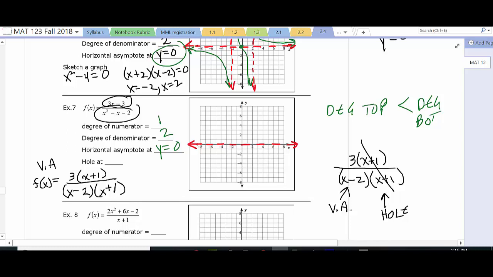Is this supposed to be x minus? No, it's minus plus. Because you're talking about the factoring.